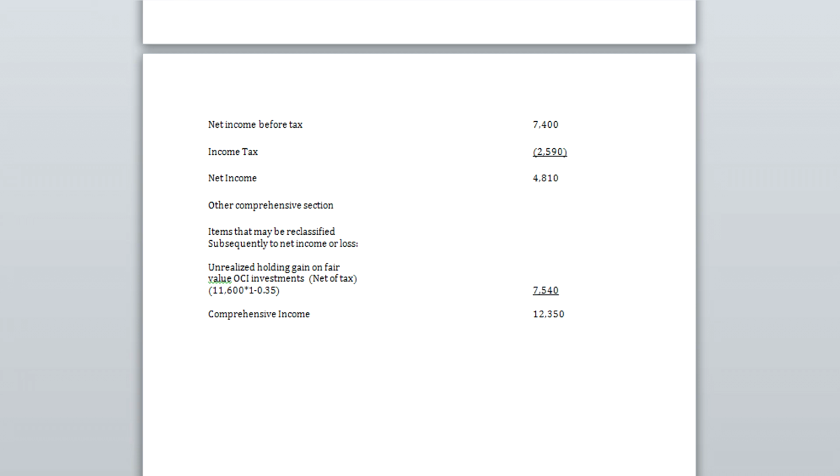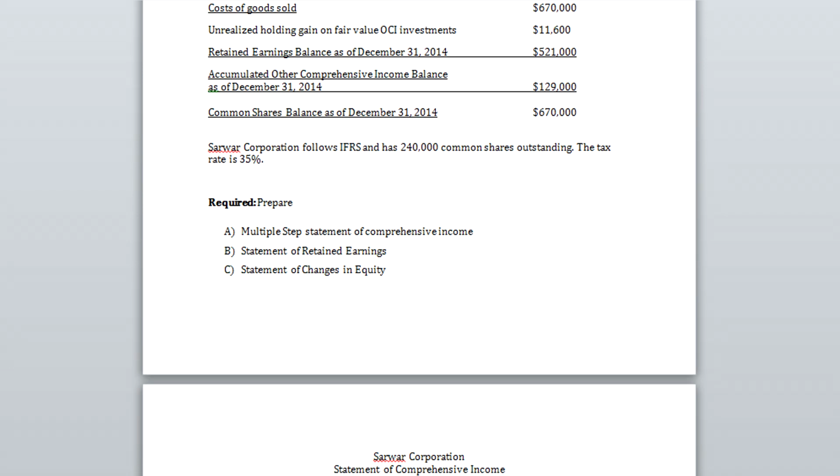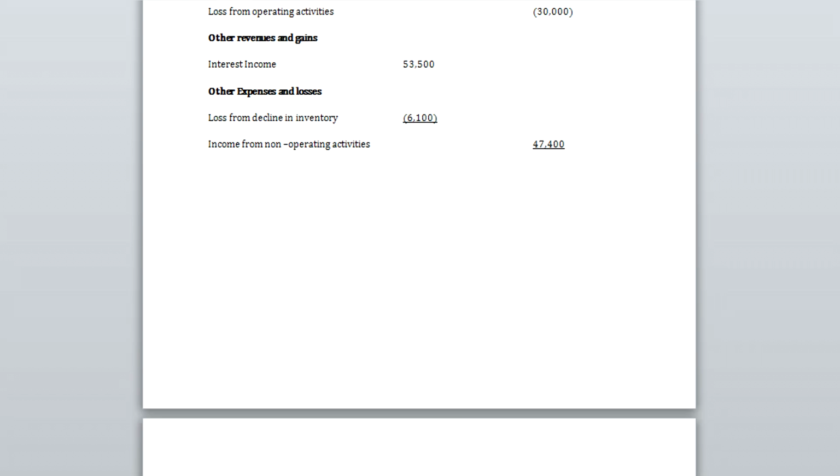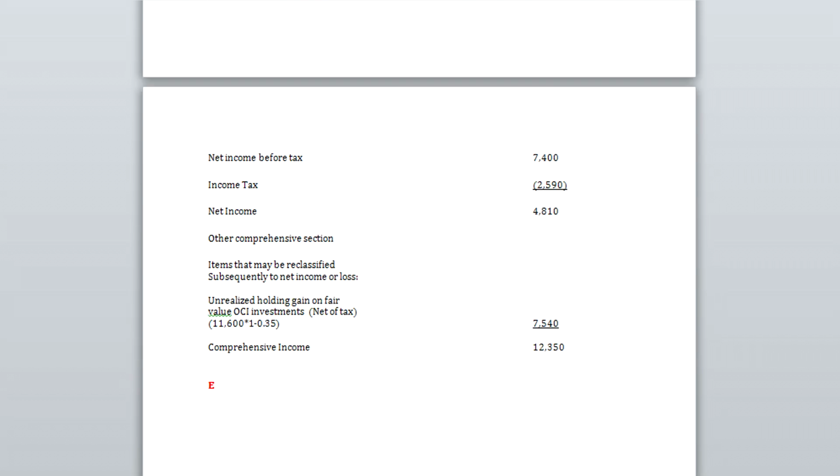I need you guys to remember that this is an IFRS statement, okay? We follow IFRS, and always in IFRS, at the very end, we report our earnings per share, okay? And earnings per share, right? I'll put this right on the bottom here. EPS, earnings per share, equals net income divided by average number of common shares outstanding.